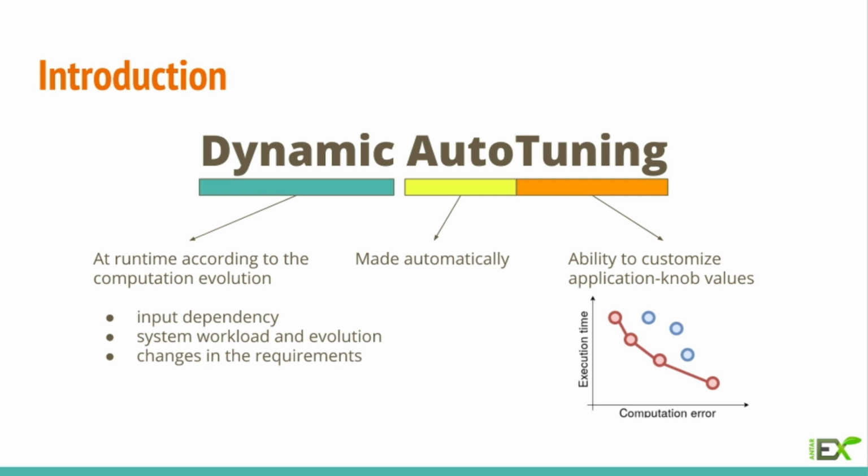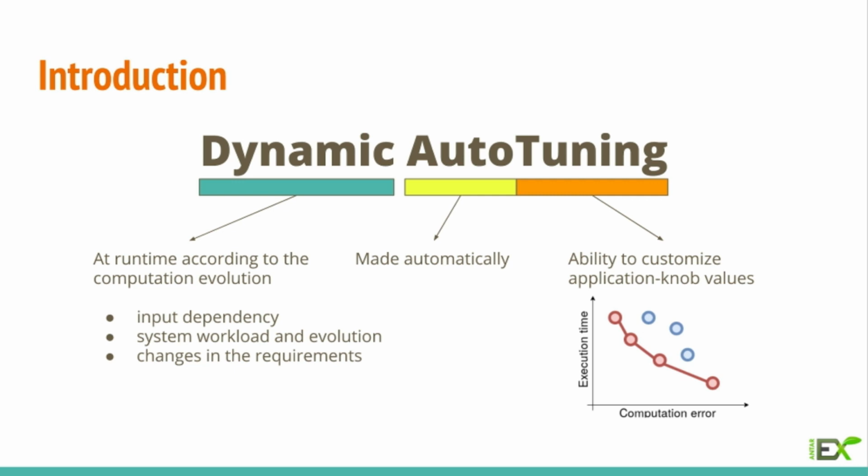The second term is auto, because we would like to perform such tasks automatically. The third term is dynamic. In this context, we would like to delay the selection of the most suitable software knobs configuration at runtime. Moreover, we would like to continuously tune the application during the lifespan of the process for mainly three reasons.